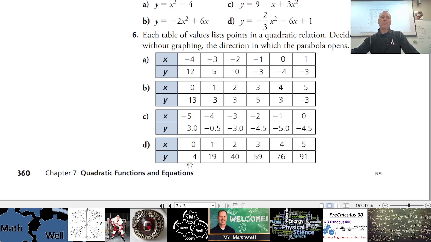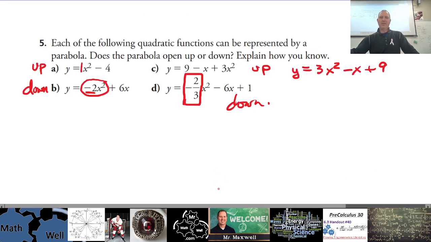Are they getting closer? They're getting wider. So this is a difference of 23, then of 21, then of 19, then 17, and then 15. So what does that mean? If they're slowing down, that means they are reaching the top. So look, they're farther apart, then they're closer together. So what's happening there? Closing up. So is that going to be opening up or down, do you think? Down. Probably down then.